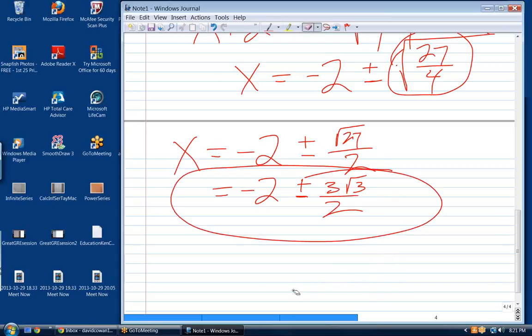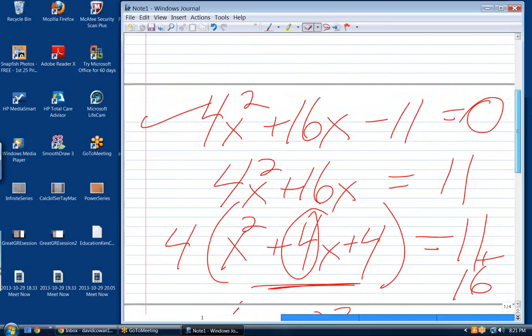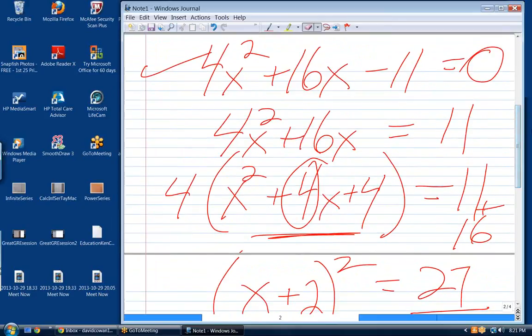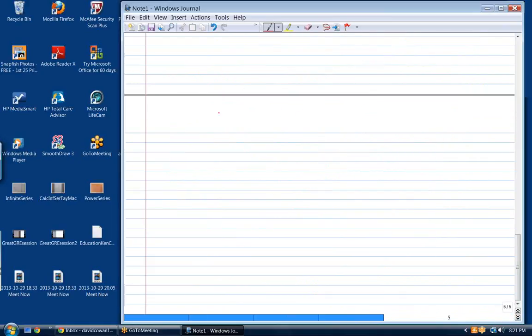And again, I got it only by completing the square, not by doing the quadratic formula, although it's the same answer I would have gotten by doing the quadratic formula. The key in this problem is always factoring out that coefficient of the x squared term. Let's do a hard one. We've got 9 minutes. I'm going to give you a hard one to do.